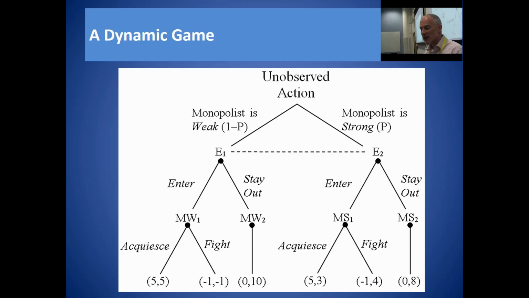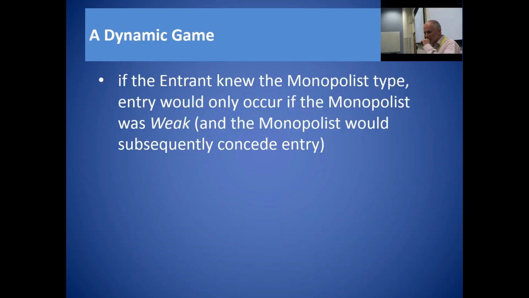So those are the two games. But the part about information asymmetry is that there is this unobserved action at the top. Has the monopolist invested in sunk costs? The entrant doesn't know. So which of these two games is it, the left or the right, that's being played? That's the source of the information asymmetry. So, what can we say about this game then?